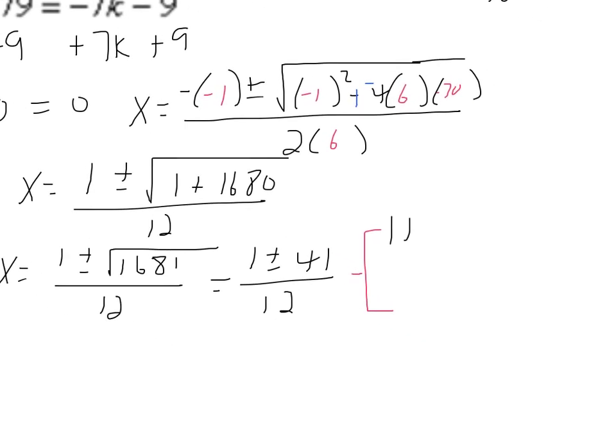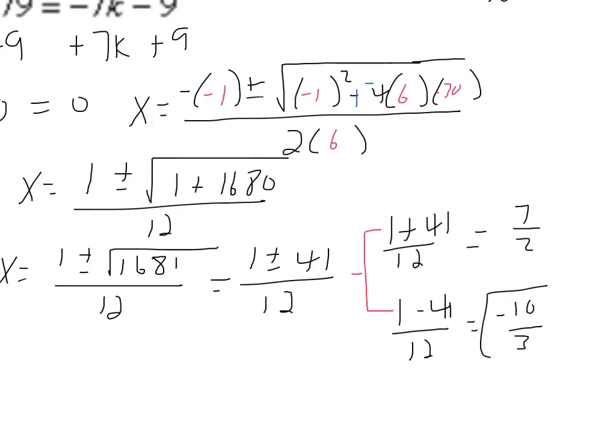So we have 1 plus 41 over 12 and 1 minus 41 over 12. And the first one simplifies down to 7/2, and the second one simplifies down to negative 10/3. And this ends Section 3, Video 3.